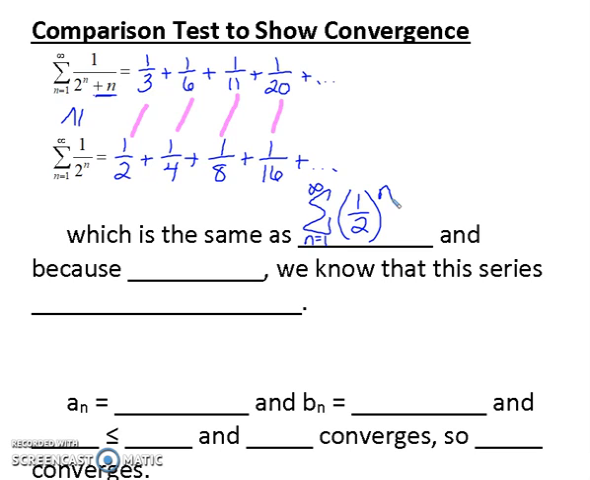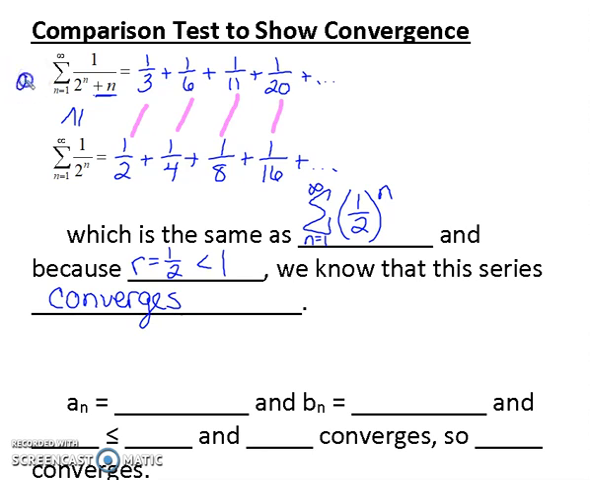Plus, if you look at the terms, you notice that there's a pattern, and the common ratio is 1/2, which is less than 1. So what we learned from the ratio test is that this series, the sum from n equals 1 to infinity of (1/2)^n, would converge by the ratio test. We also notice that those terms are all larger than 1 over 2^n plus n.